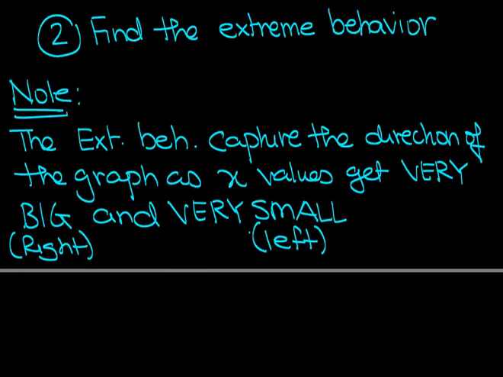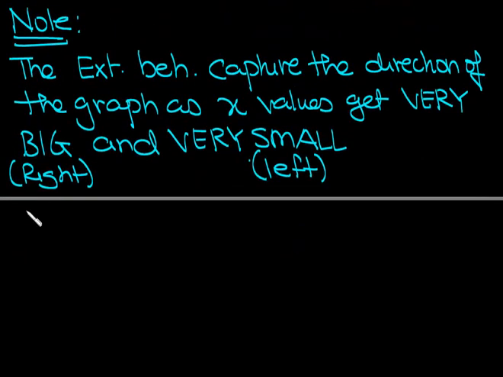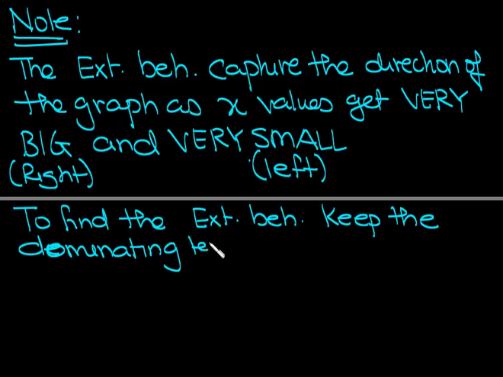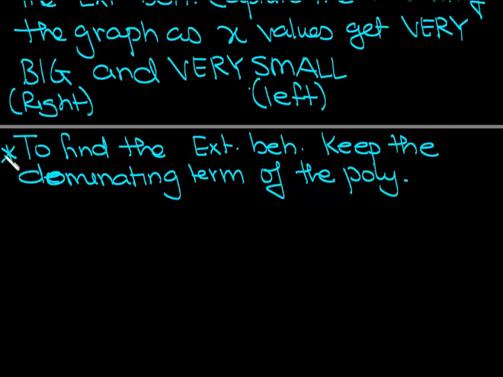So how do we do that? To find the extreme behavior, keep the dominating term of the polynomial. And that makes sense. Let me give you an example to show you how to do that. So this is how we find the extreme behavior.